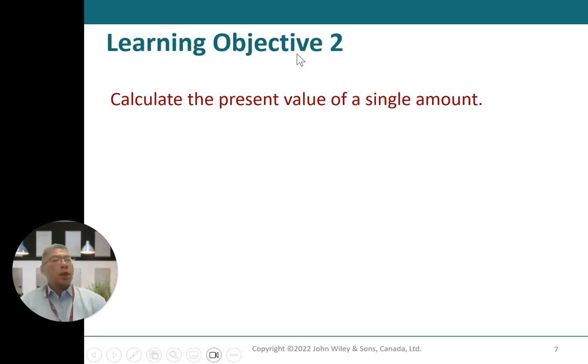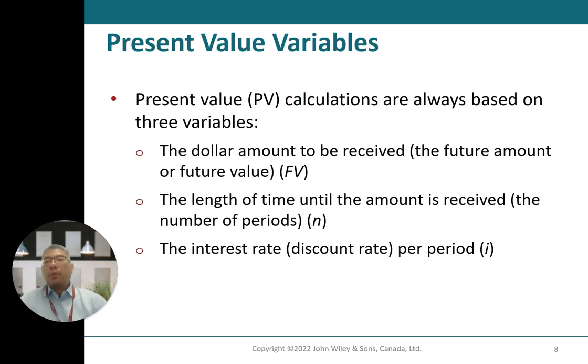And then look at learning objective number 2, which is to calculate the present value of a single amount. The present value is a calculation based on three variables: the dollar amount to be received, the future value; the length of time until the amount is received, number of periods, which is N; and the interest rate, the discount rate used per period.